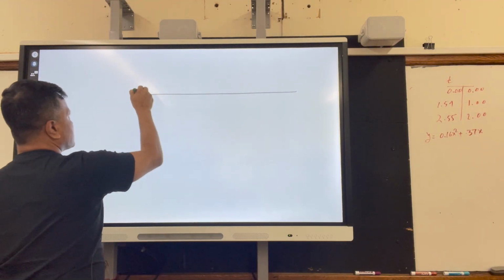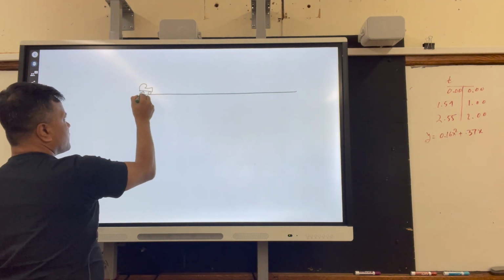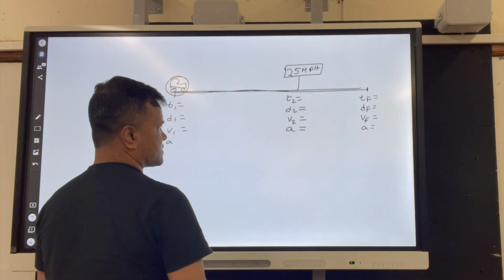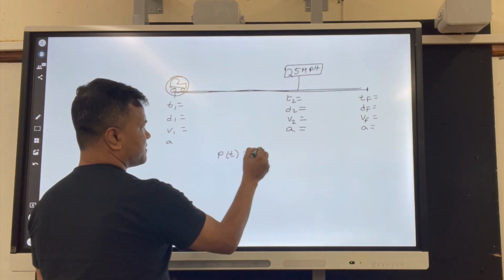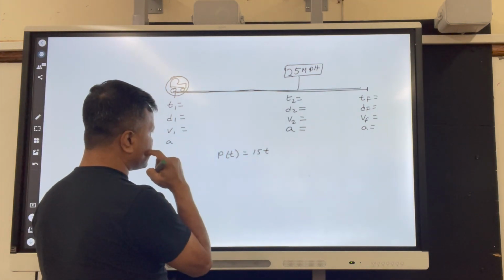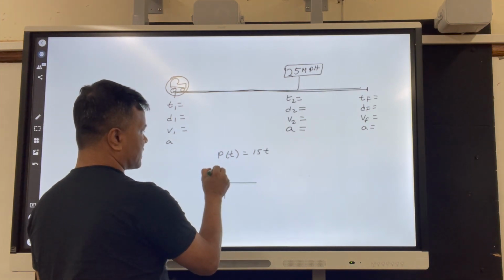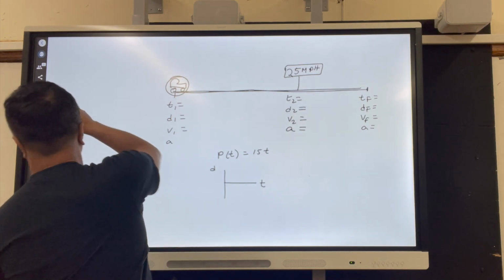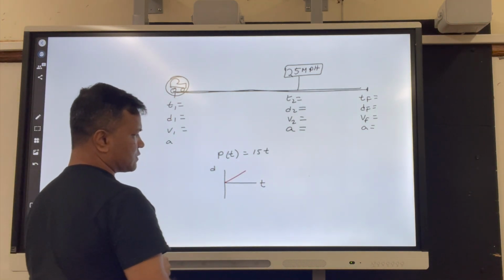All right, to the east. I give you 3 locations and a few things. I give you a position function, and that is 15t. Let's see how the position function looks. The position function would look like a straight line, or a diagonal line, whatever you like to call it.